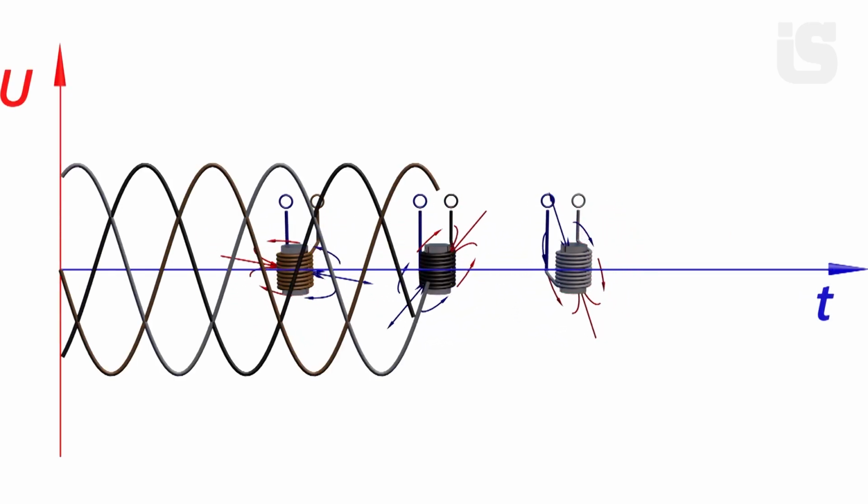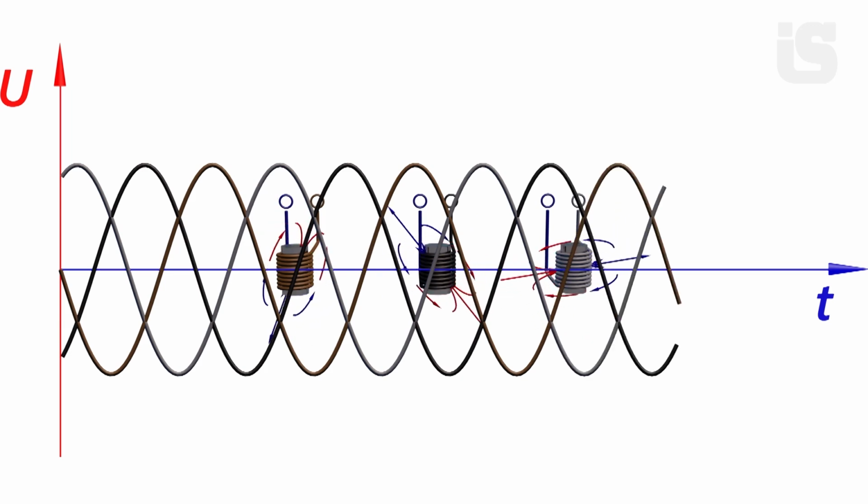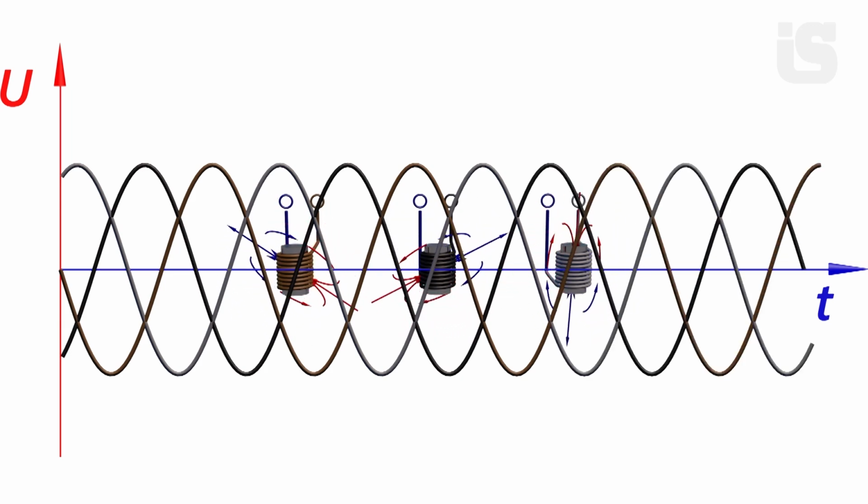This shift is created somewhere out there, at power plants and transformers. If we plot the current oscillations in the three phases on a graph, the graph will look something like this. The graph clearly shows the phase shift in the oscillations for all three phases.